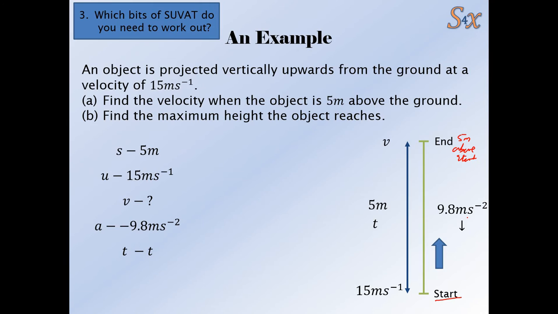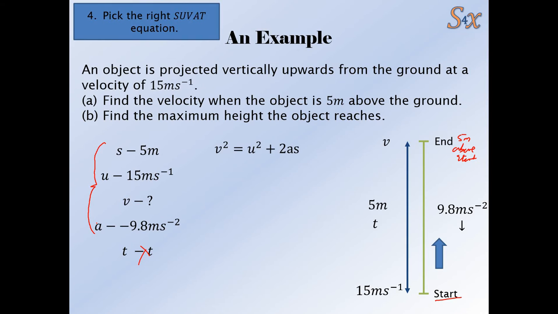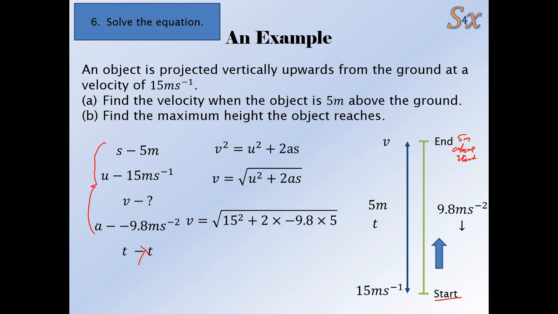And t we don't care about. We haven't been asked about it, and we don't know it. So now, we don't need t. We're left with the other four. You've seen this equation before. We need v squared is u squared plus 2as. We do a bit of rearranging now to make v the subject, and then we just substitute in our variables. That gives us v is 11.3 meters per second.